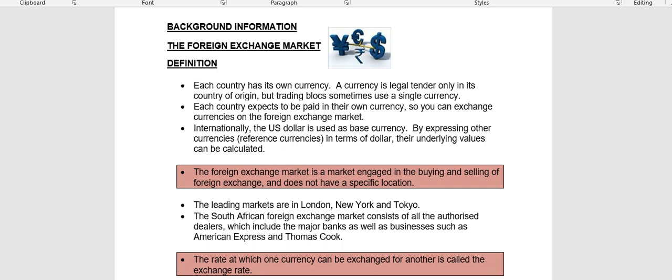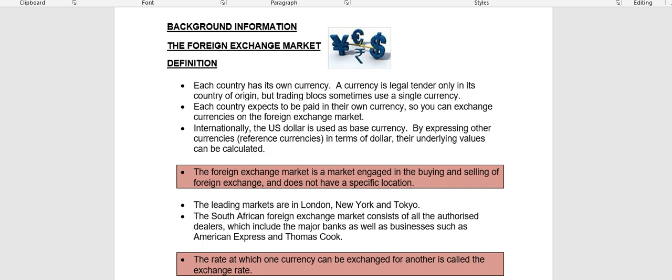When I say that internationally the US dollar is used as a base currency, generally speaking, if we look at international statistics, it is normally expressed in a common currency. Remember, we cannot make comparisons between different countries unless we express it in a common currency. And the US dollar is the currency that is used for that. Basically, every other currency is linked to the dollar in order to determine its value.